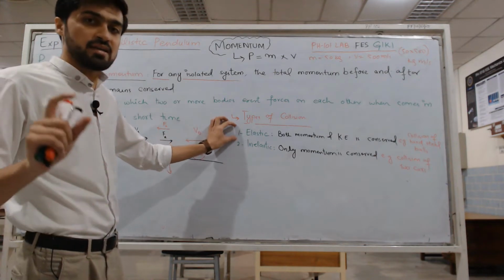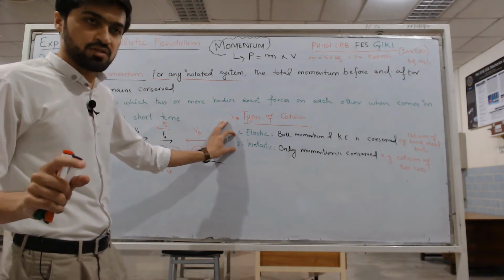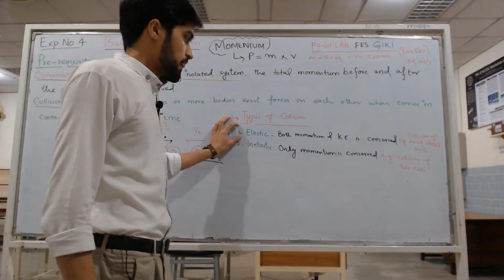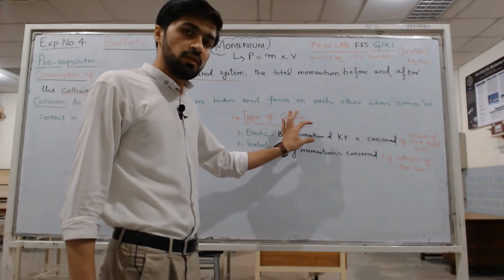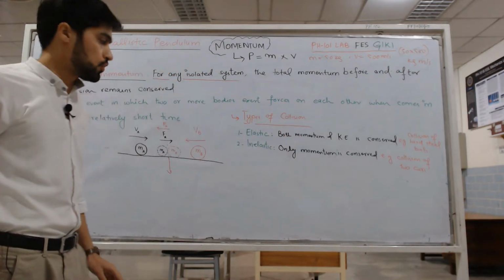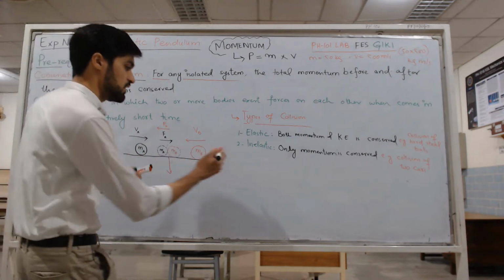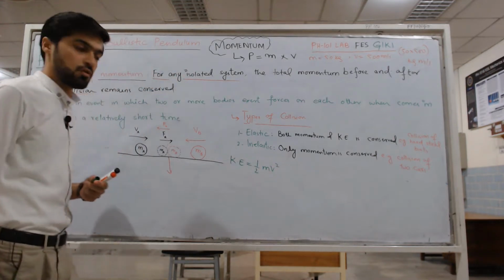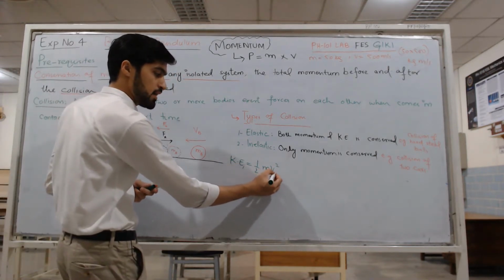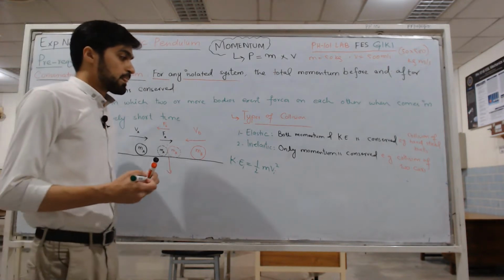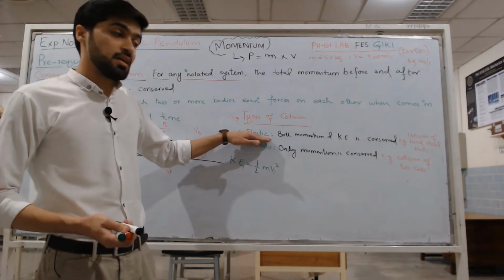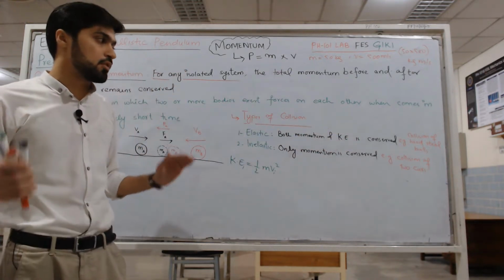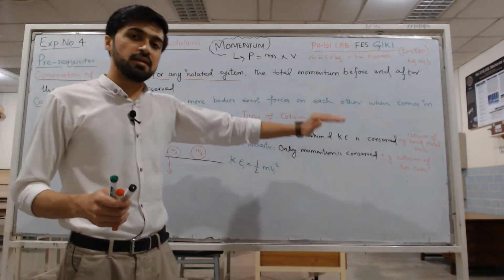The first one is the elastic collision and the second one is the inelastic collision. There are also perfectly elastic collisions, but we are not going to discuss them. In an elastic collision, both the momentum and the kinetic energy are conserved. If a system is moving, it has some kinetic energy, half mv square, and the mass is constant. So in the case of an elastic collision, both the momentum and kinetic energy remain constant.